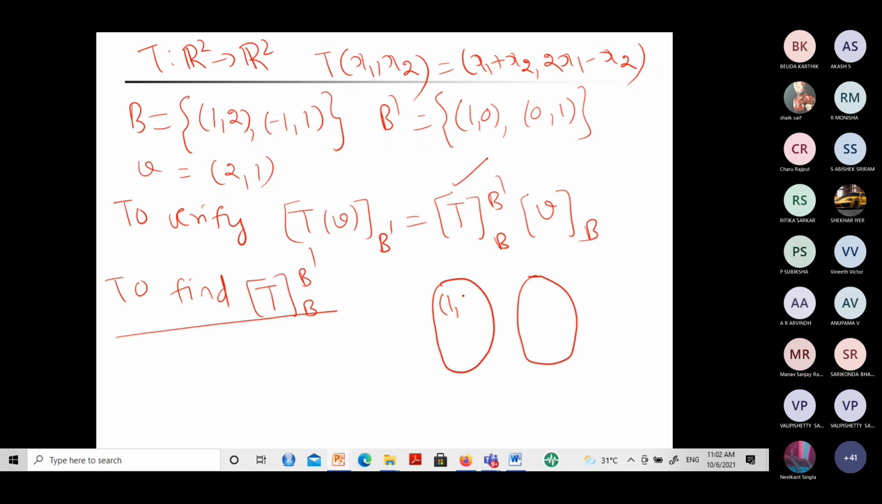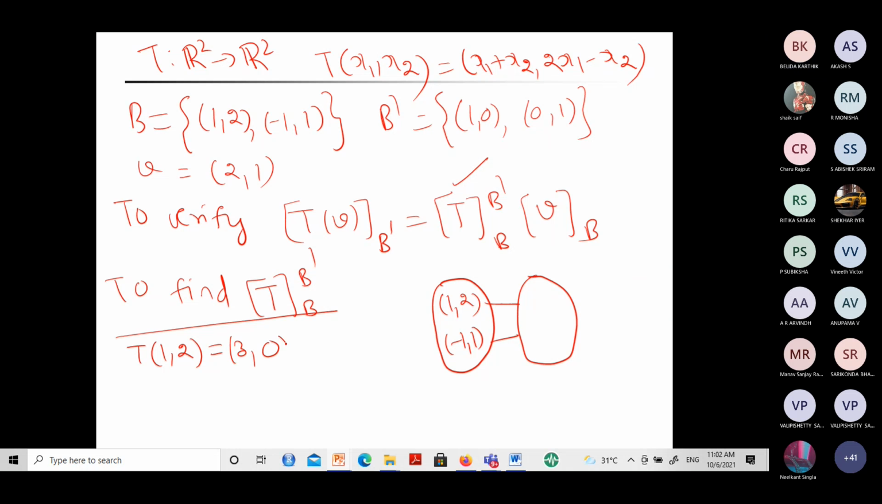What is B? (1,2), (-1,1). How do you find this matrix? Take each and every element of B, find the image, and try to represent the image as a linear combination of B dash. So tell me, what is T of (1,2)? Just your x1 is 1, x2 is 2. It is (3,0).